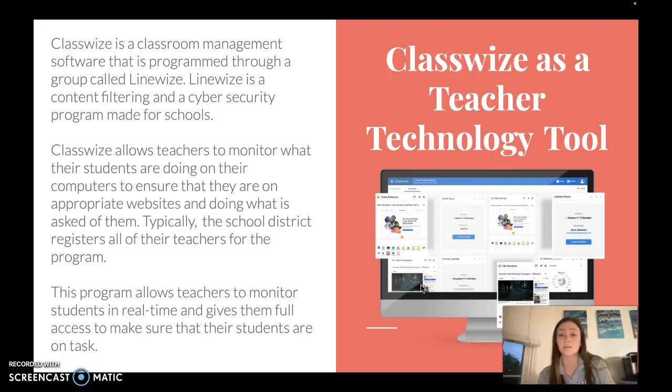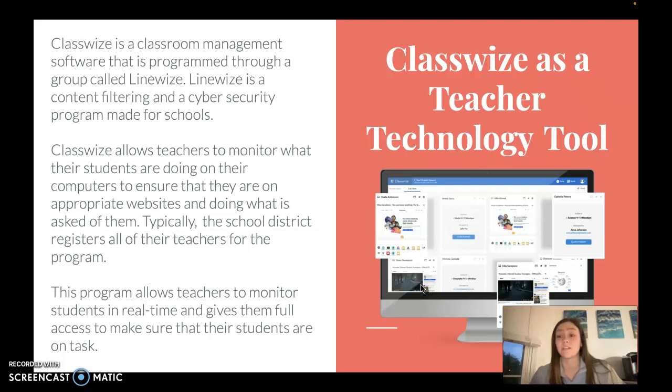So if your school district has computers, they can purchase a membership, or I'm not exactly sure what it is called, but they can purchase this program through LineWise called ClassWise, and it gives teachers a way of monitoring their students' screens on their Chromebooks. It gives them real-time access to see if their students are on task, see if they're understanding it, and make sure that they are doing what is asked of them. So the school district registers all these computers, all these accounts for ClassWise, and the teacher logs in with that and can see what each and every one of their students are doing.